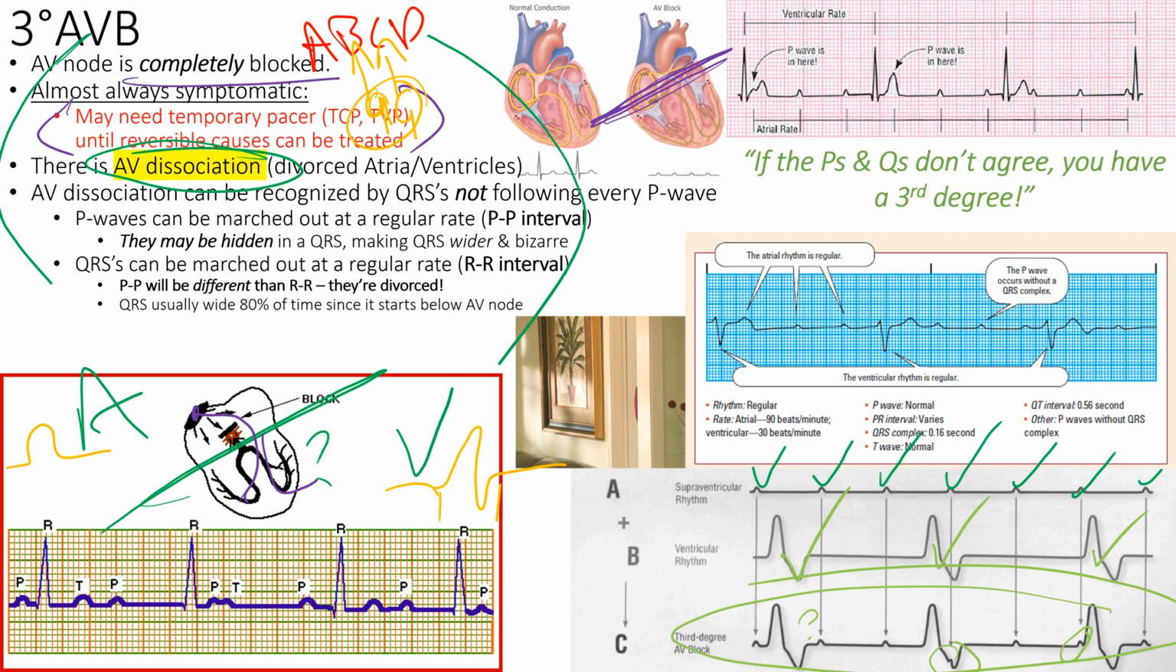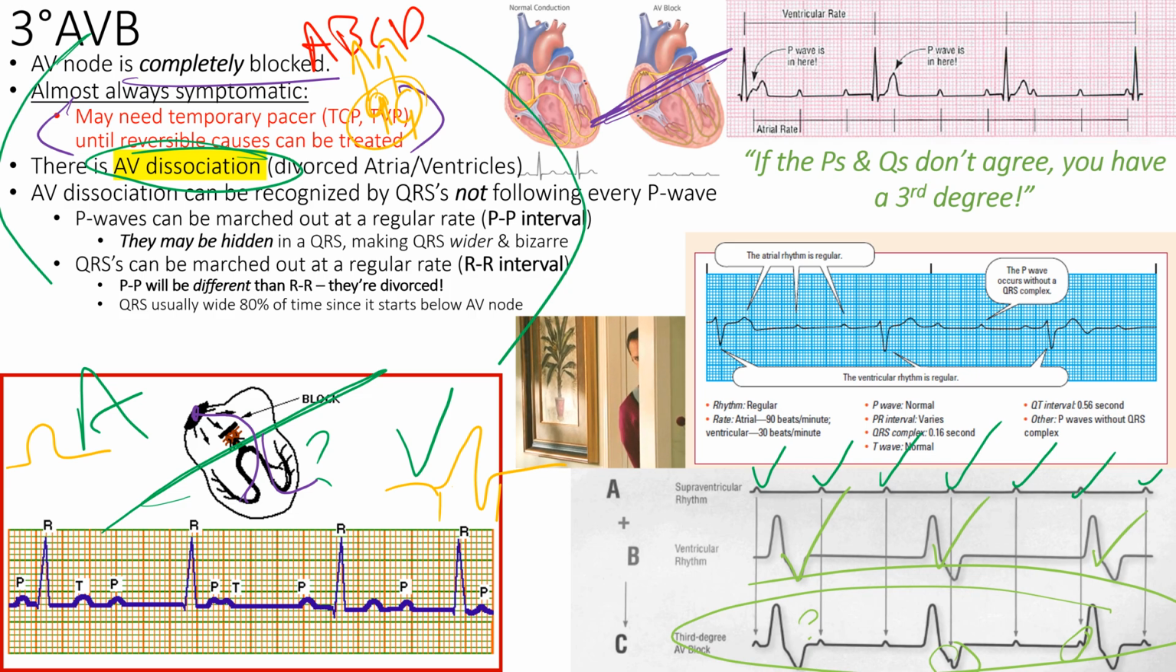They are associated and disassociated. One is married and one is divorced. Okay, so which one's divorced? Third degree AV block, right? They're doing their own thing, and you'll see that. Oh, look at that. The QRSs are doing their own thing. It's different from my P waves.